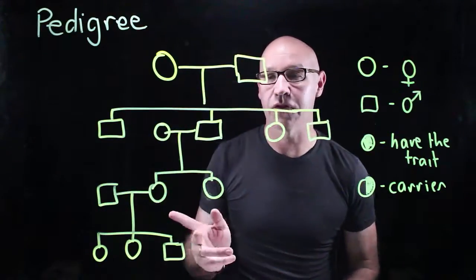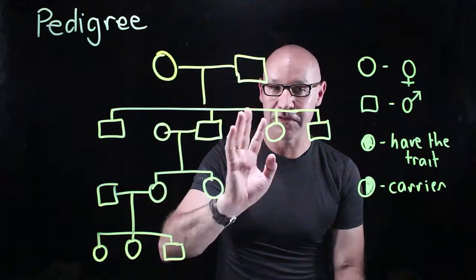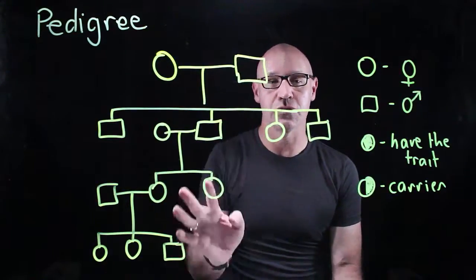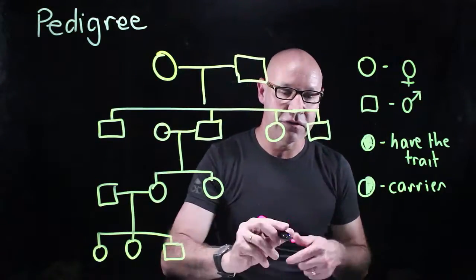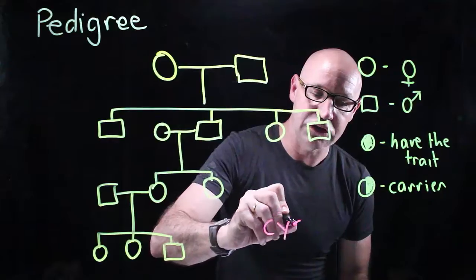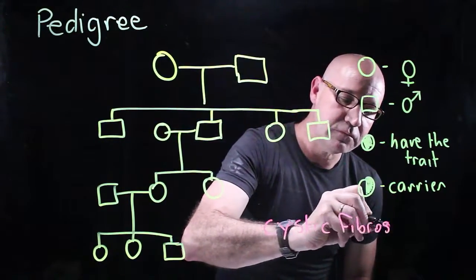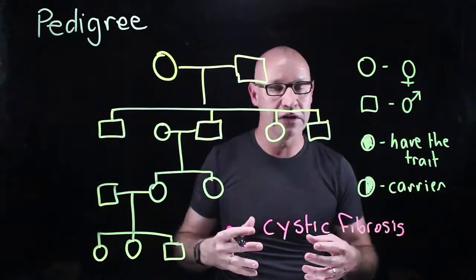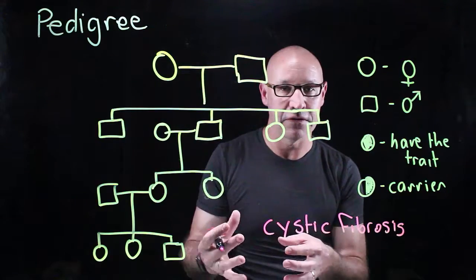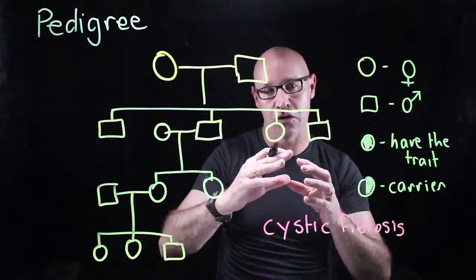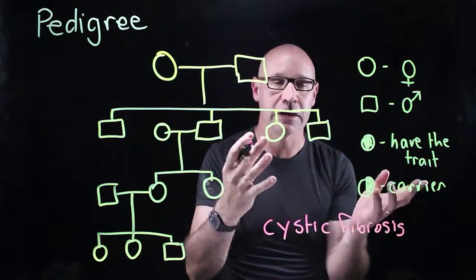So what I'm going to do now is colour in a particular characteristic that we're going to look at, and in this case it's cystic fibrosis. Now, cystic fibrosis is a severe autosomal recessive disease. Autosomal means that it's on one of the 22 chromosomes but not the sex chromosomes, and obviously it's a recessive gene.